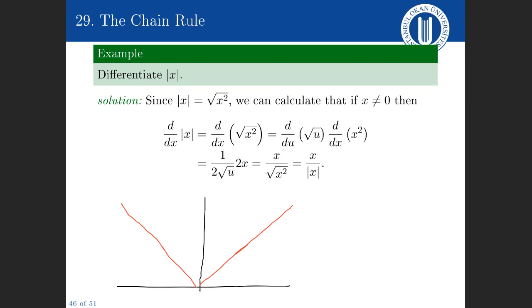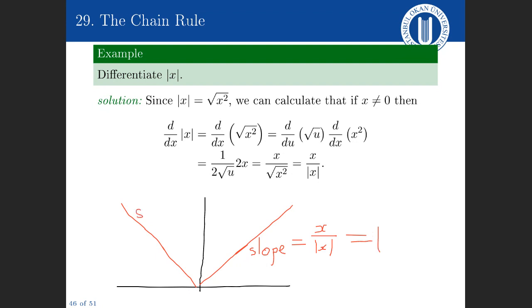If x is a positive number, then x is the same as the square root of x squared, so we get the same number divided by the same number. Over here, the slope is x divided by the absolute value of x, which is equal to 1.